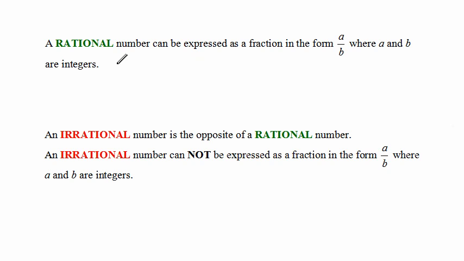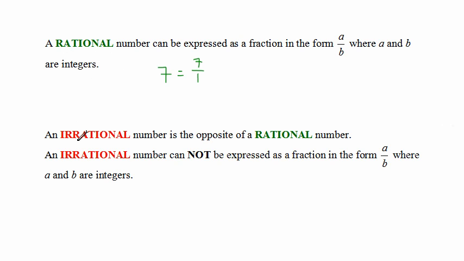Okay, so a rational number is a number which can be expressed as a fraction where both the numerator and denominator are integers or whole numbers. So the number 7, for example, can be expressed as 7 over 1. And as you can see, this is a fraction where both the top and bottom are integers. Therefore, this means that 7 is a rational number.